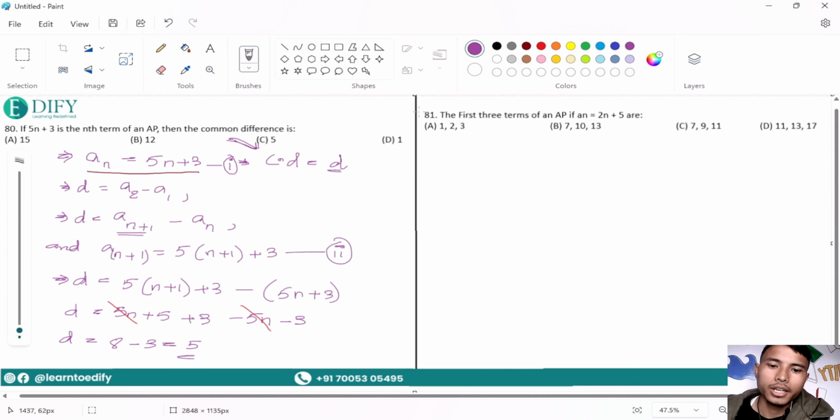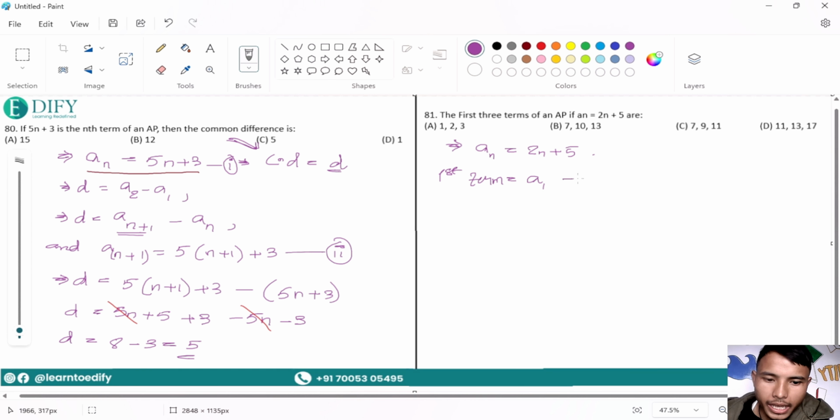Next question, 81. The first three terms of an AP if a of n is equal to 2n plus 5. So again, a of n is equal to 2n plus 5. So the first term, isn't it a1? The value of n is 1.